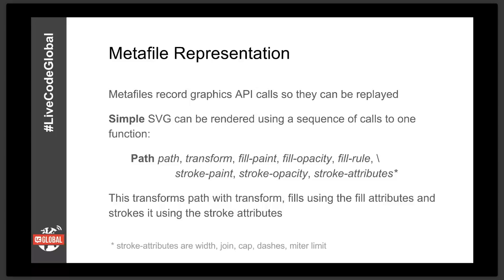So basically you could render an SVG file with that API, and what you'd end up, if you were recording that, would be a list of calls to path. And you can start to see that that would be quite easy to record as a data file, which you can then load and play back later. And that's precisely what a metafile is.